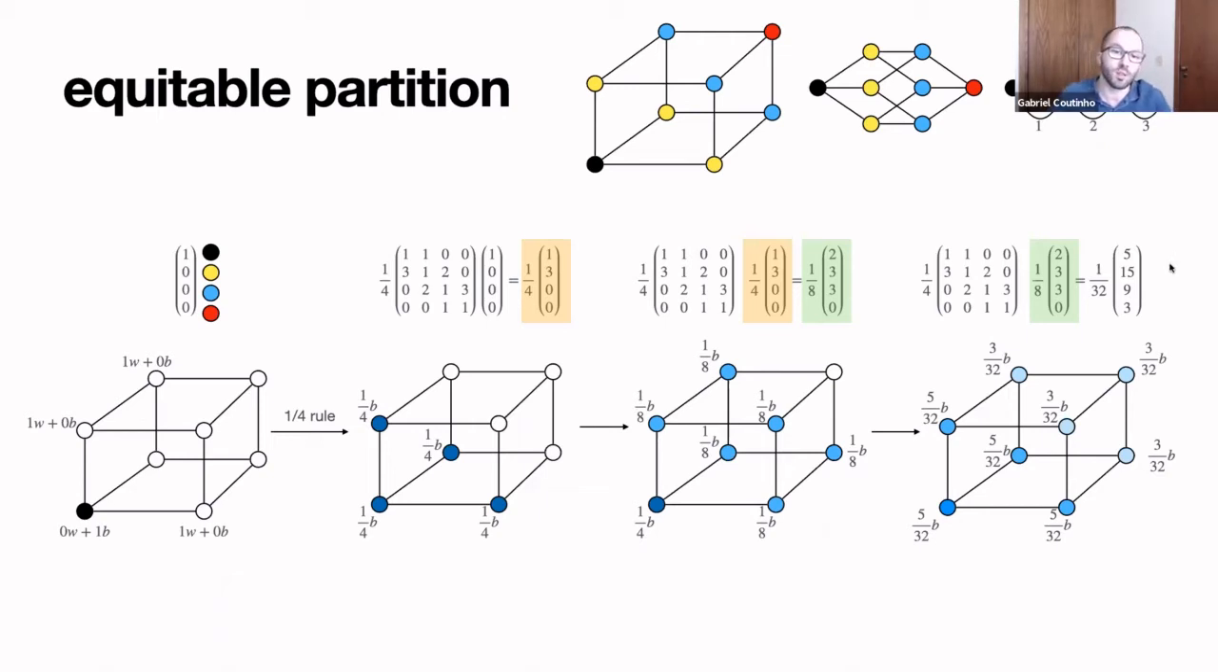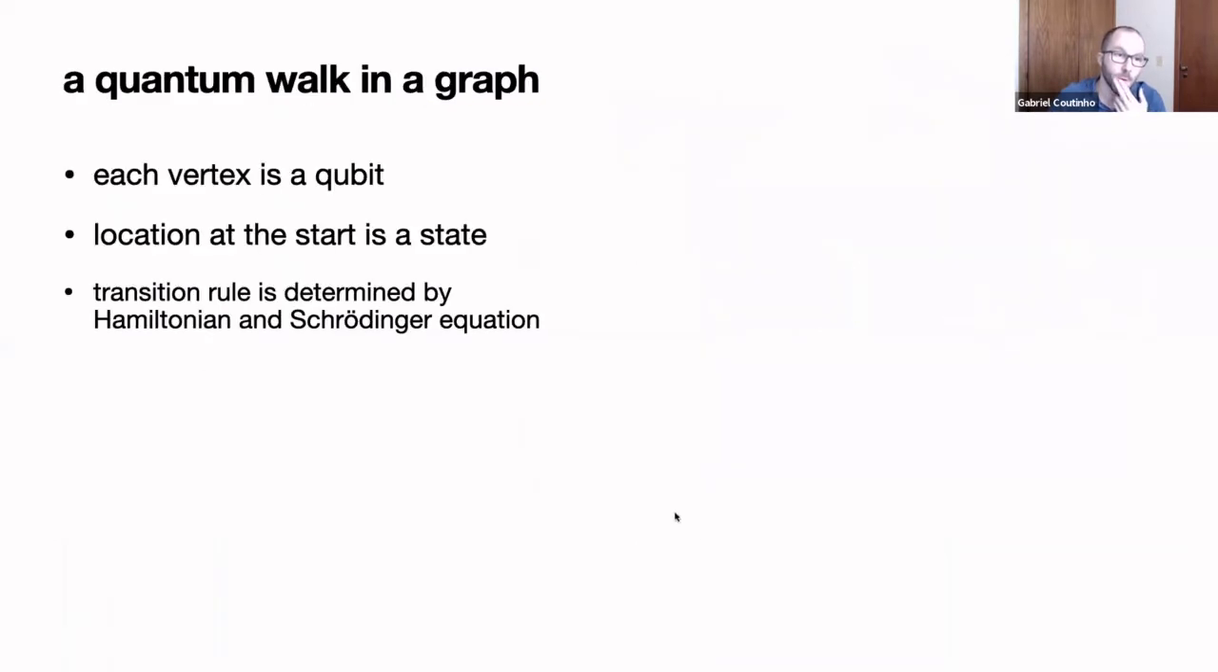And this displays this very nice idea of reducing your walk in a larger graph to a walk in a smaller graph that still conveys everything that you would know looking at the bigger graph. And this will be very important to what we're going to discuss now, which is quantum walks, okay?